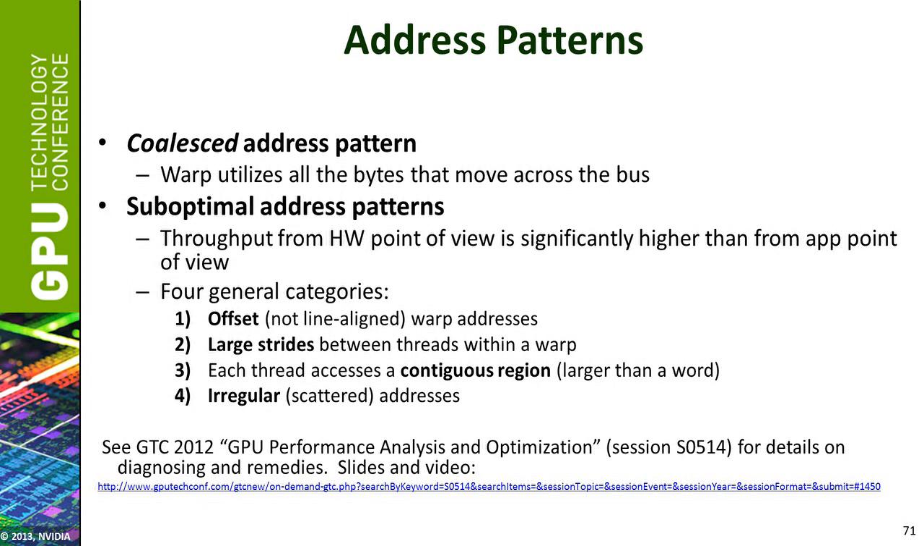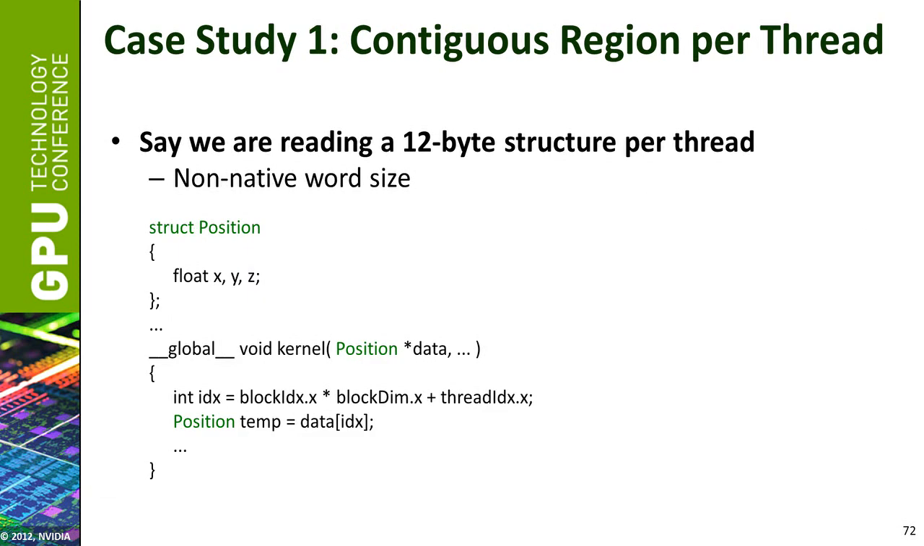I'll just look at a single case today, right? So let's say we are accessing a 12-byte structure per thread. Something like a position structure, which has 3 floats in it. So that's a 12-byte structure. We don't have a 12-byte native access word. And let's say there's some access like this in the code.